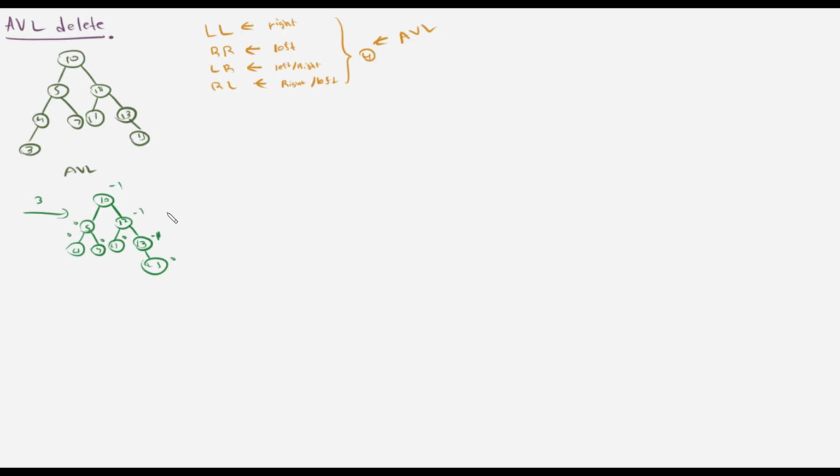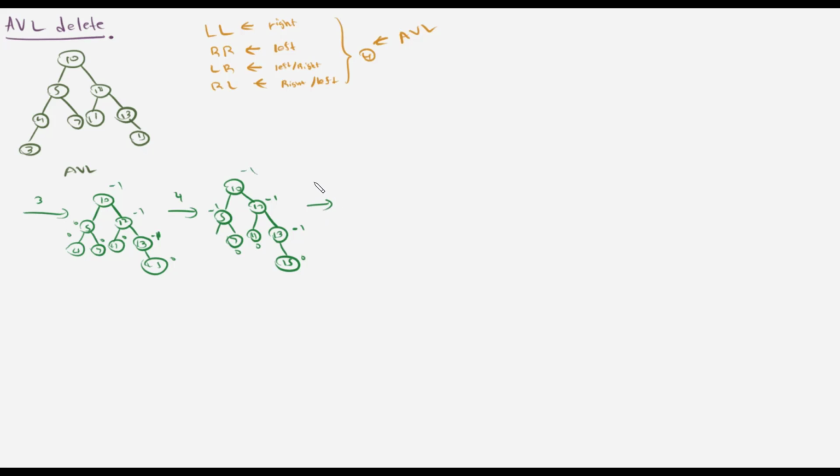So let me delete 4. It will make my tree like this: 5, and there is no value here. So 7, 12, and 11, and 13, and 15. Again, it seems we are still on the safe side because the balance factors are still okay.